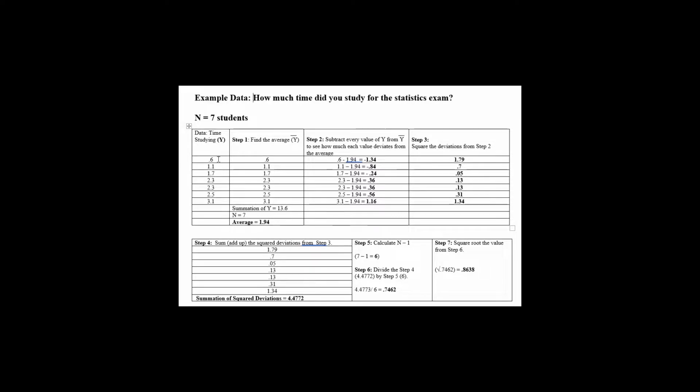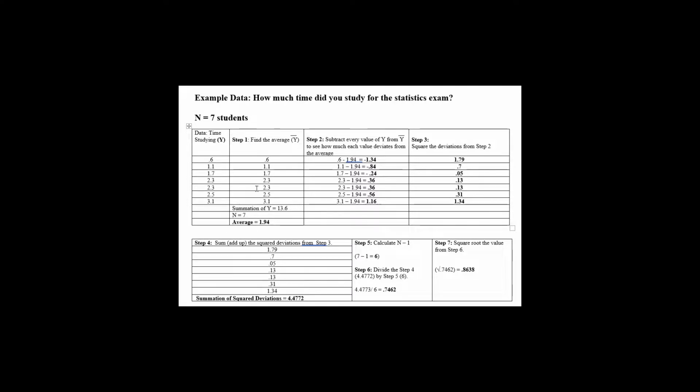So one person spent 0.6 hours studying, one person spent 1.1 hours, one person spent 1.7 hours, one person spent 2.3 hours, another person spent 2.3, one person spent 2.5, and one person studied for 3.1 hours. So that's our data. So step one, we're going to find the average, right?